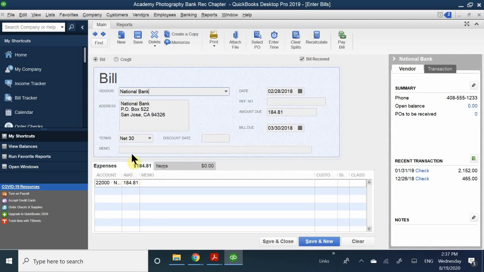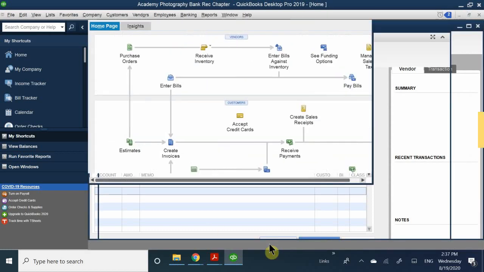What you can do here is note this is the credit card bill for February, right? February, because we received this at the end of February. So that means if we pay this off in March, it's for the February bill. I'm going to go ahead and save and close because everything looks good. We have our total amount of $184.81, and we have all of this here. I'm going to click save and close.